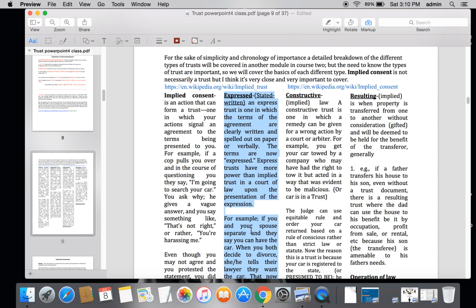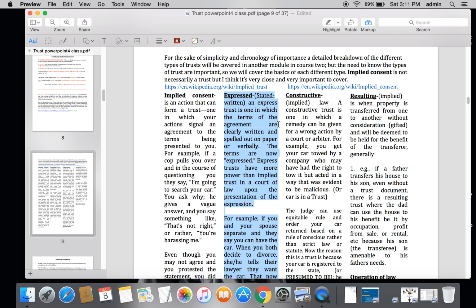All right, express trust. Stated, written, an express trust is one in which the terms of the agreement are clearly written and spelled out on paper or verbally. And remember, an express trust trumps an implied trust. That's another important thing. That's why in the example of the car, I said you did not express your trust properly, and that it would have trumped his implied trust, because once you refuse consent, now he has to place his evidence and his probable cause on trial. Should it go to court, he has to vie his probable cause against whatever evidence or whatever reason you have to not consent to the search, or whatever claim you make in terms of being violated.